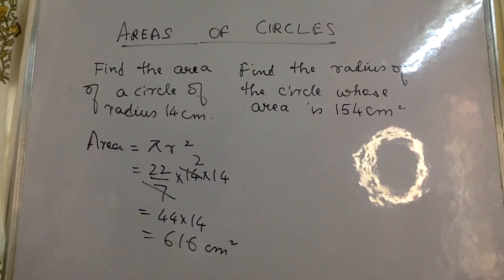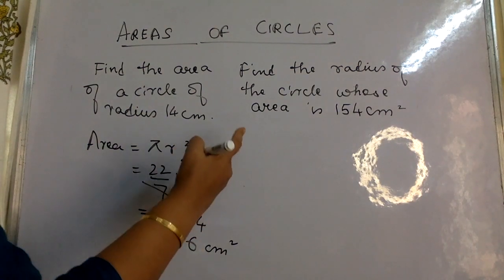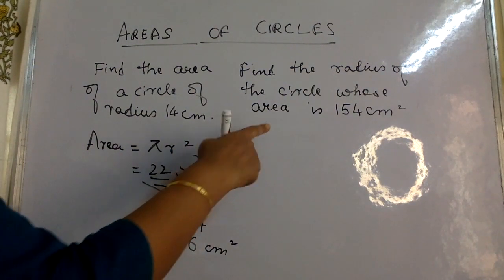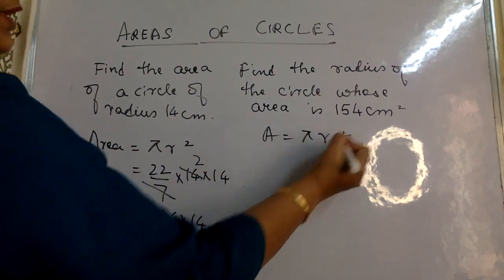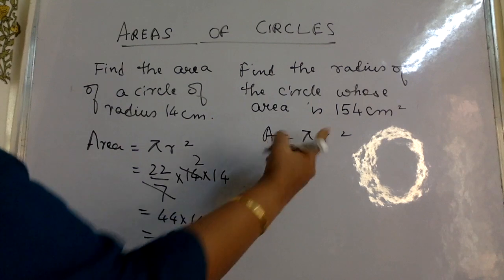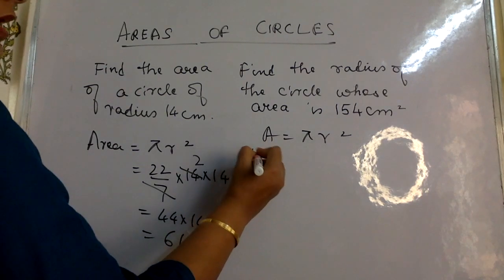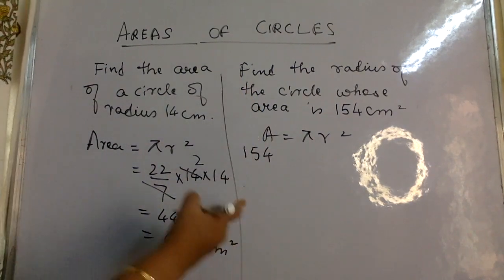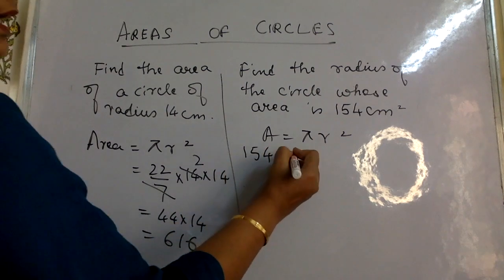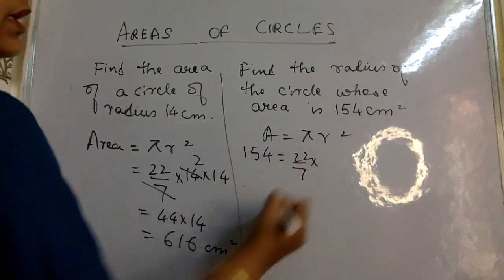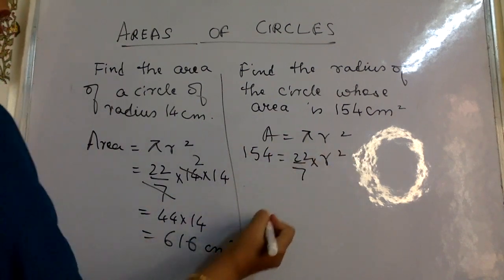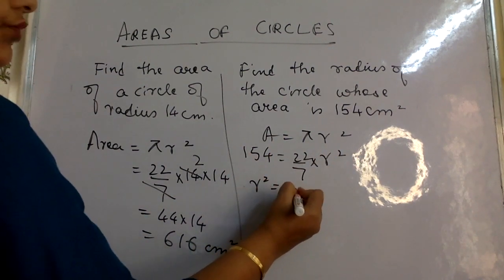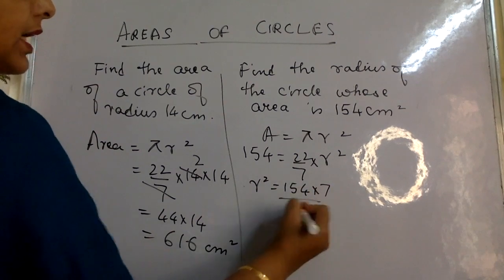Now here is another question. Find the radius of the circle whose area is now given. So we'll start with the same formula. We have to find r now. Area is 154. That is 22/7 into r square, where the radius is what we are going to find. Now what do we do? r square is 154 into 7/22.